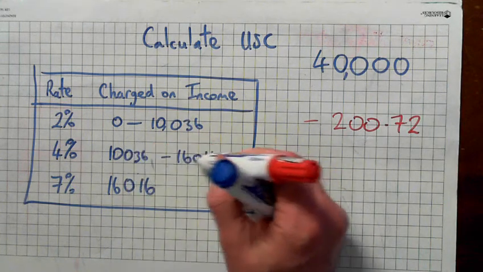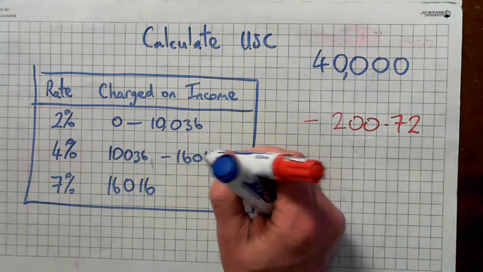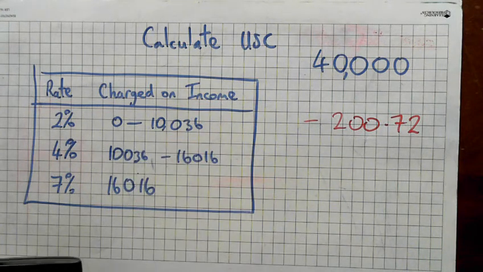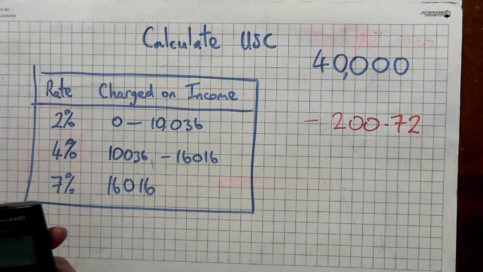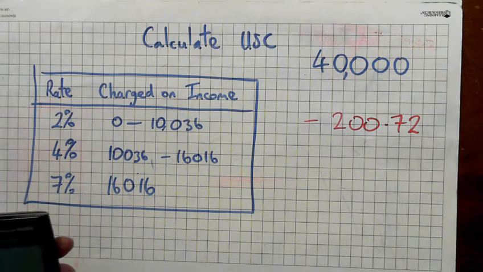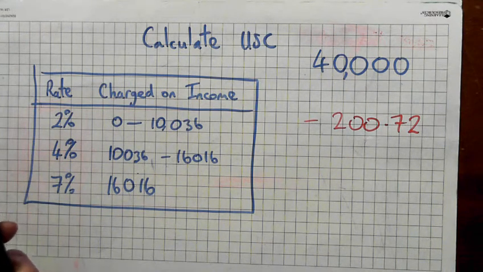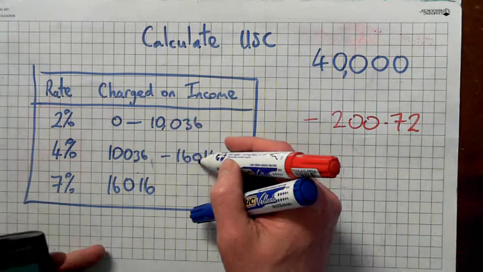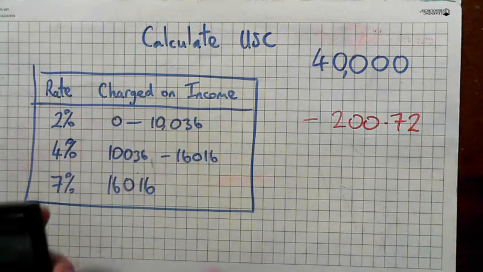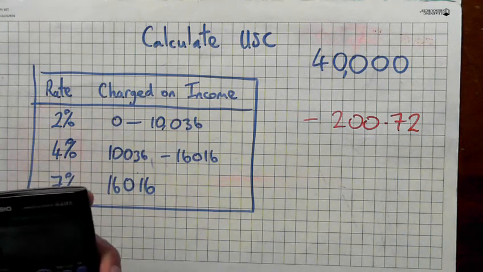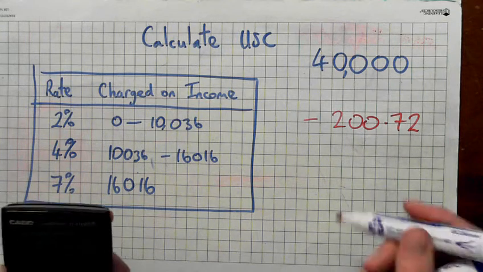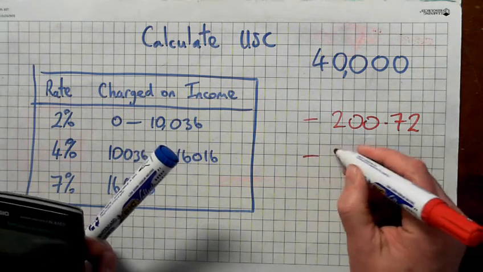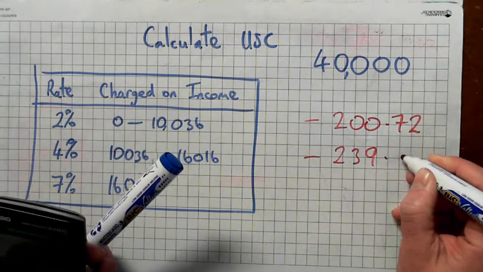The difference between these two, so 16,016 minus 10,036. So 5,980 when you subtract these two. So 5,980 multiplied by 4%. And that is, so we're going to minus 239.20.